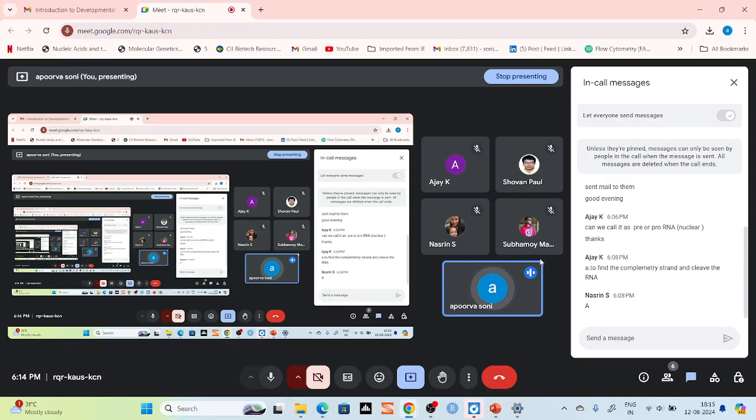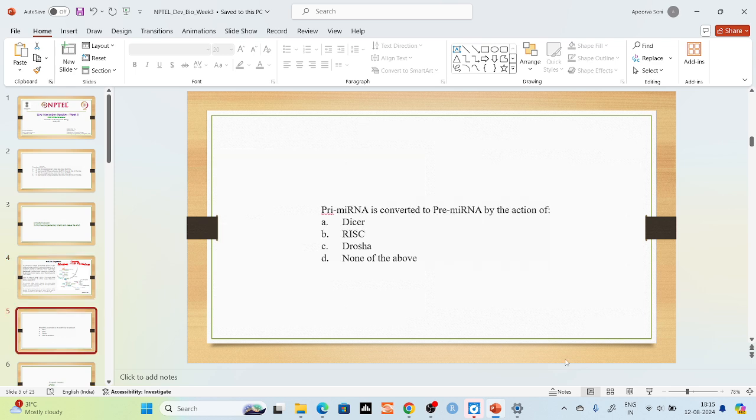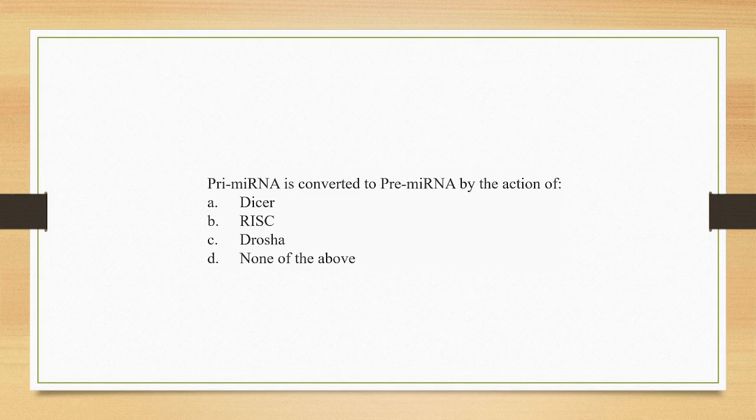Now the next question is similar to the one that we have dealt with just now. Pri-miRNA is converted to pre-miRNA, that is PRE. Just pay attention to this. By the action of Dicer, RISC, Drosha, or none of the above. 2 minutes and then I'll switch the screen.